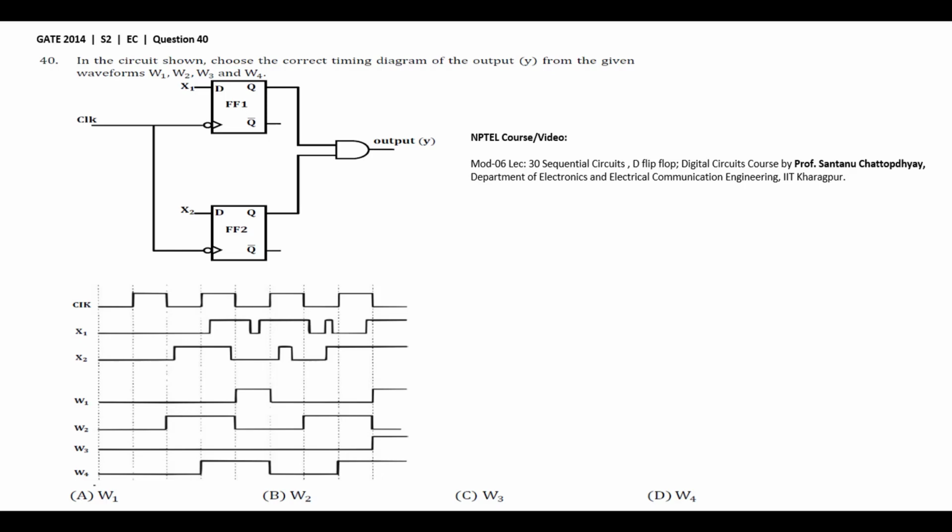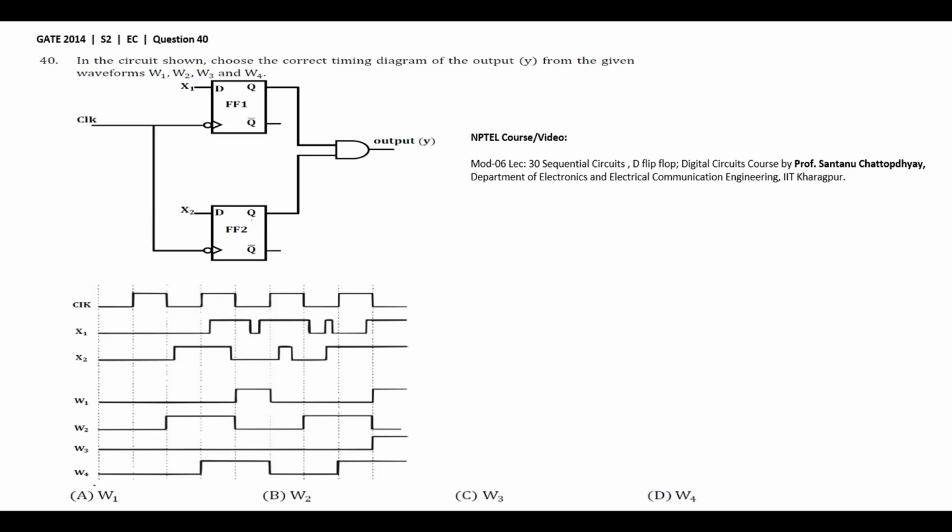This question was given in GATE 2014 Session 2 EC paper. In the circuit shown, choose the correct diagram of the output Y from the given waveforms W1, W2, W3 and W4. Here two negative edge triggered D flip-flops were given and we need to find out the output equation Y.